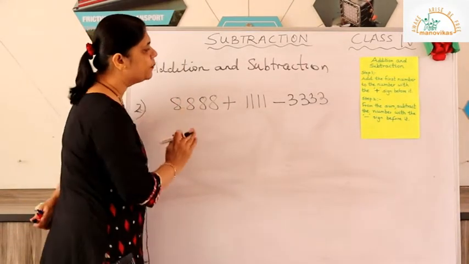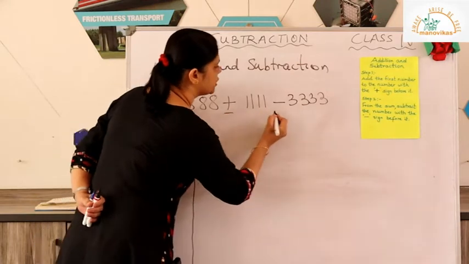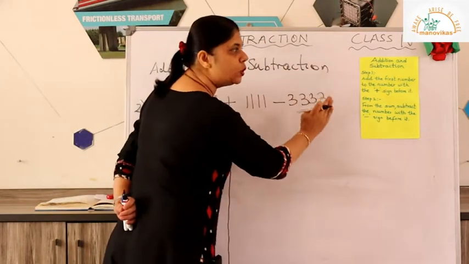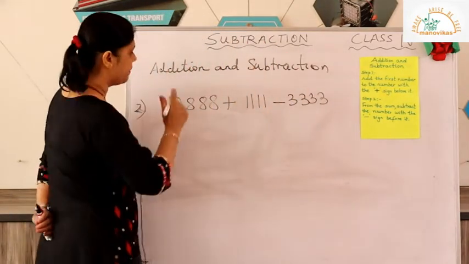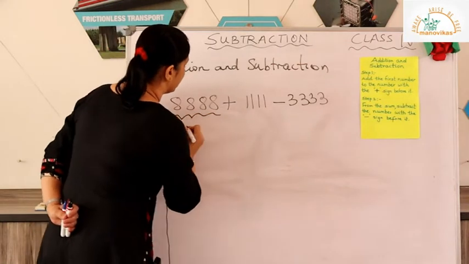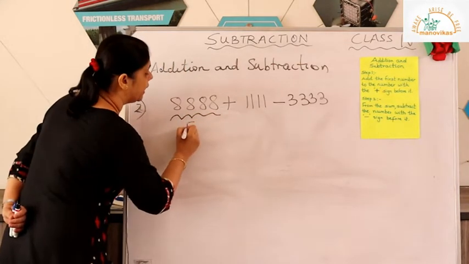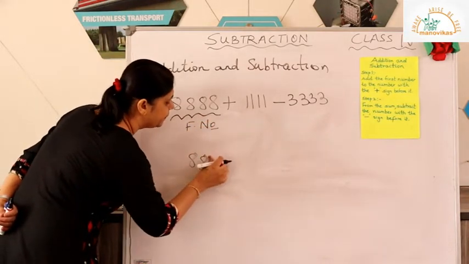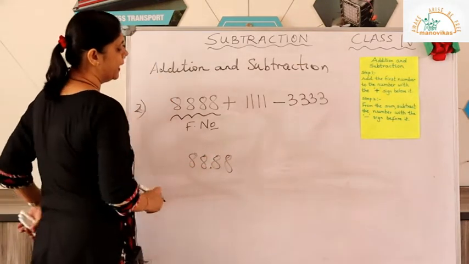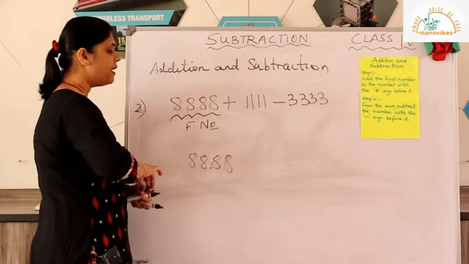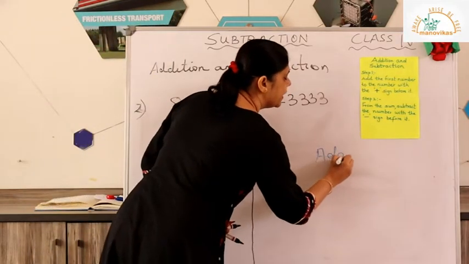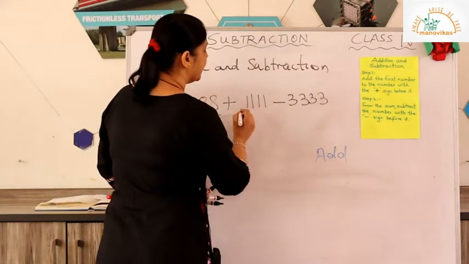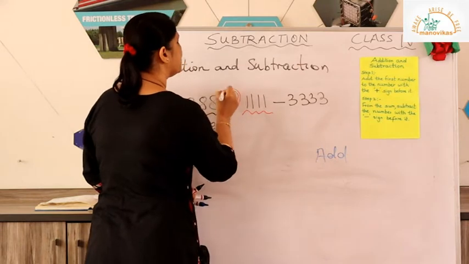Now, in this example, again, you have two operations, addition and subtraction, right? Now, again, you will follow the same two steps. Now, first, according to step 1, to the first number. Now, which is the first number here? 8888. So, let us write it down. 8888. To this first number, I will add the number which has a plus sign before it.